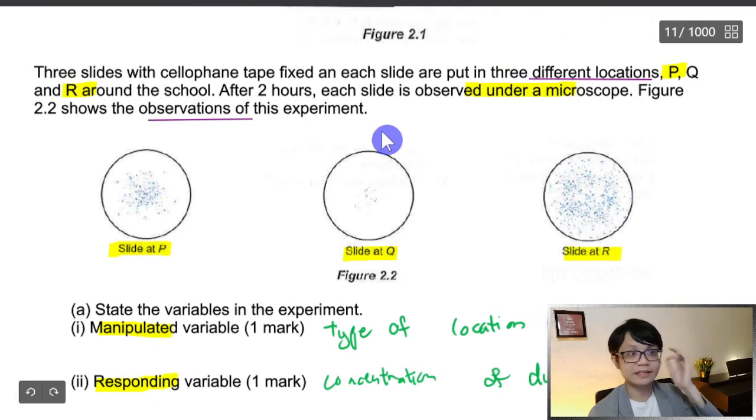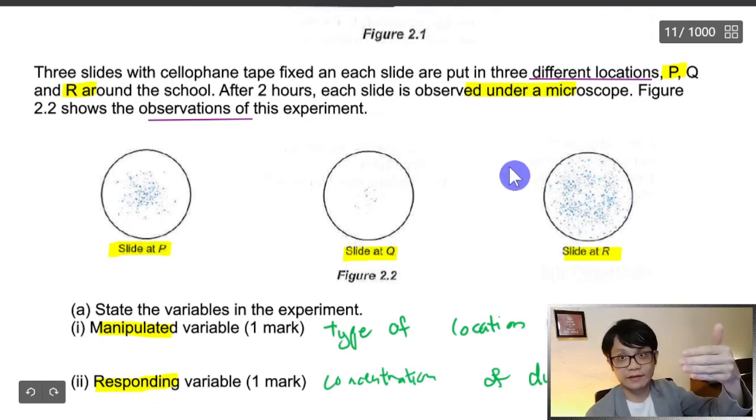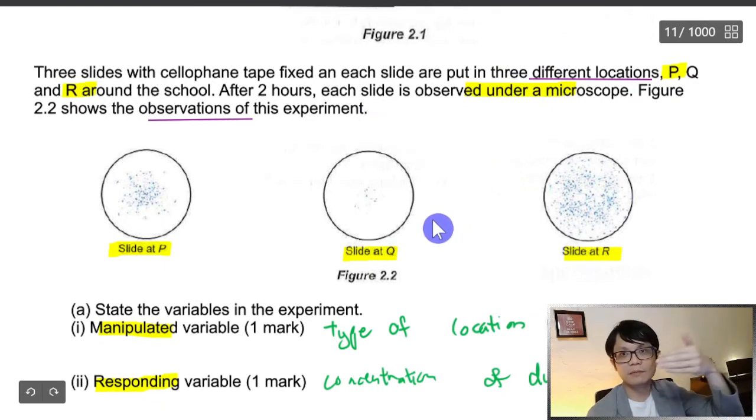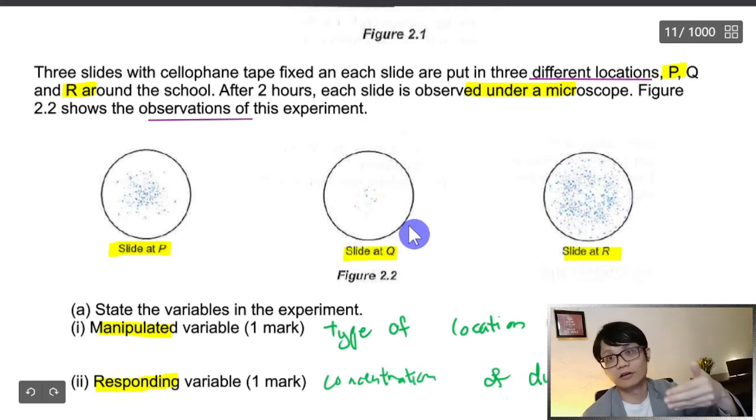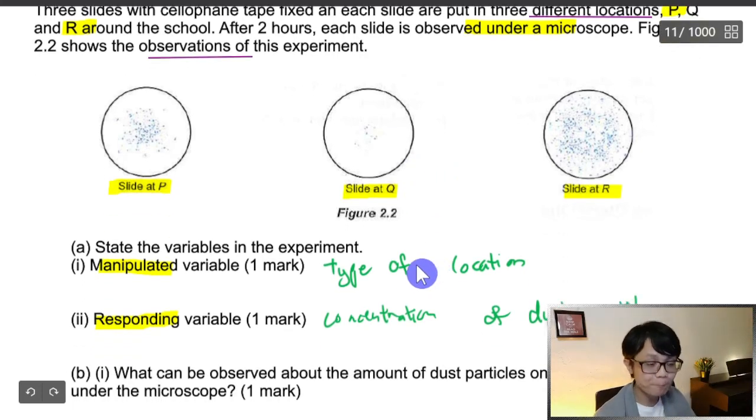Usually in an experiment there's a cause and effect. If a girl is more pretty, more guys will like her, for example. There's a cause, there's an effect, something like that.